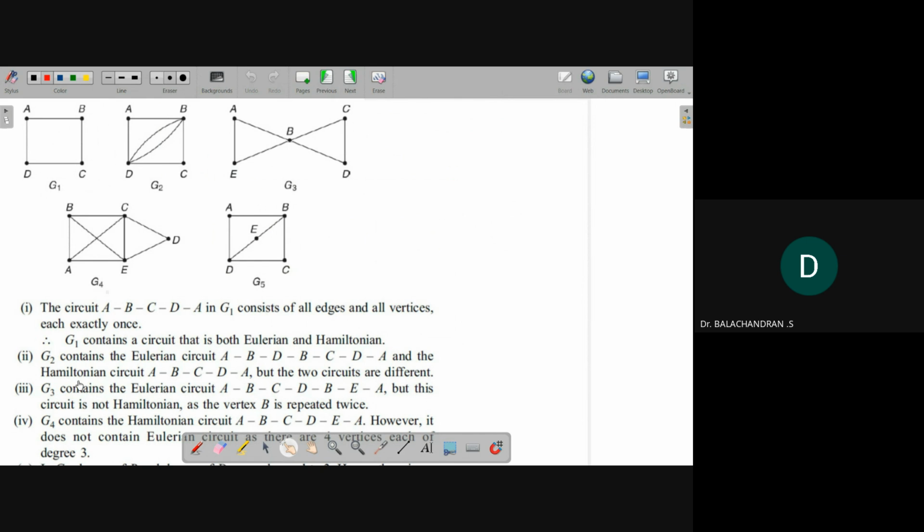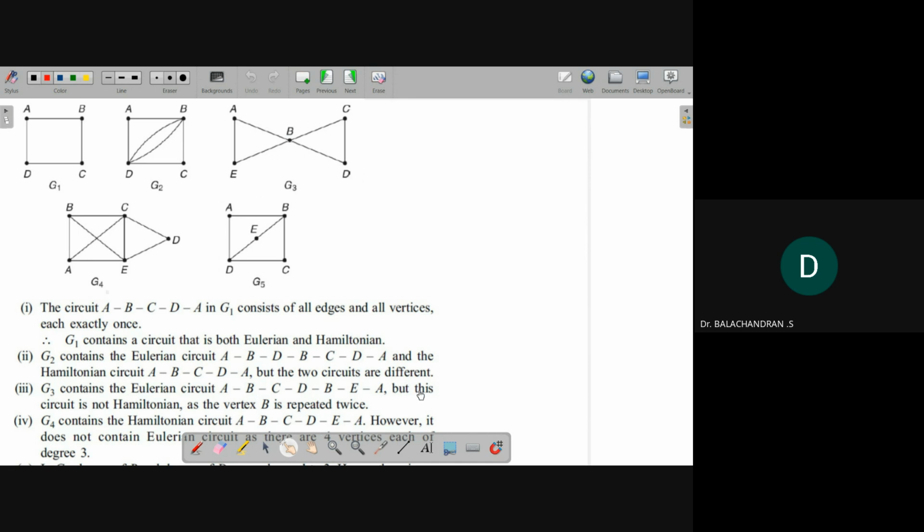So what is the Eulerian circuit in G3? A to B, B to what? C, C to D, D to B, B to E, E to A. Okay, it is mentioned here. This is the Eulerian circuit.